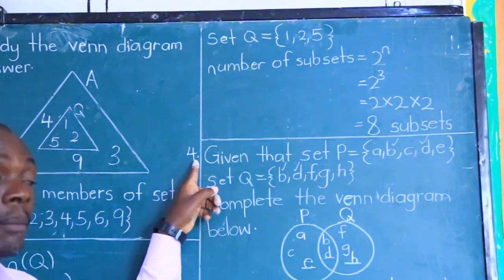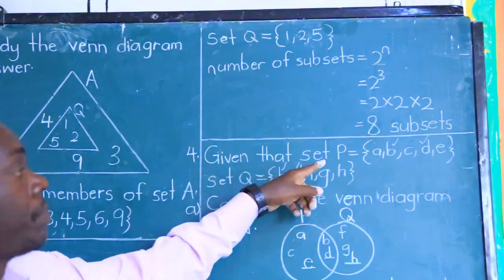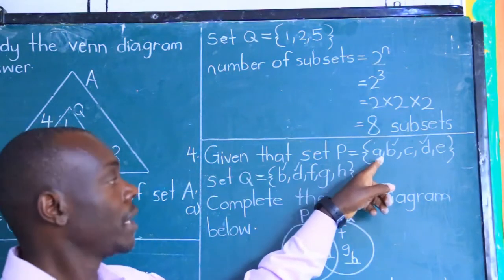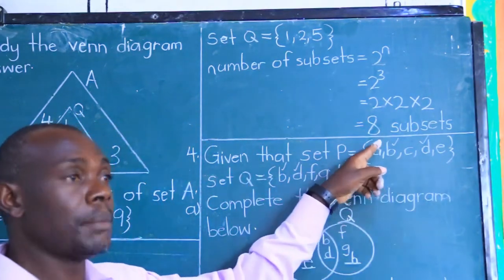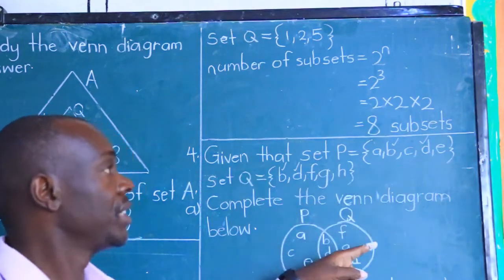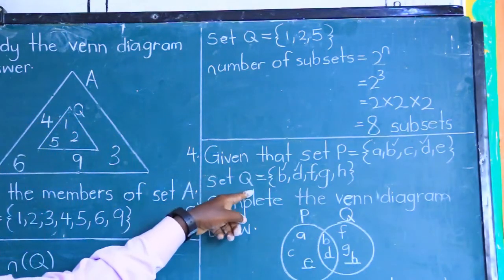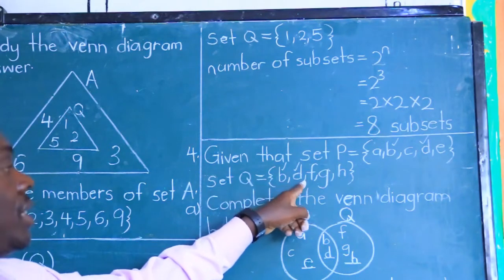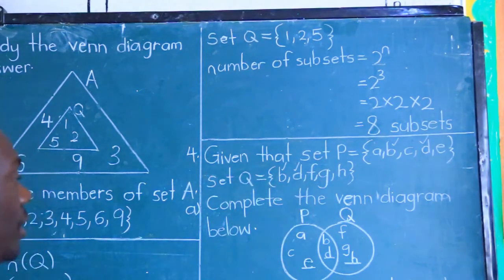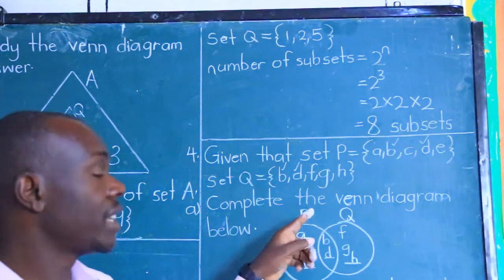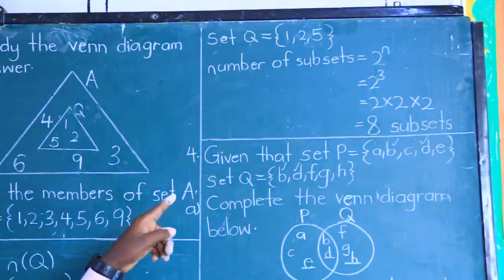Then part number 4 says, given a set P equals these members A, B, C, D, E. And then they tell you set Q equals B, D, F, D, H. These are the members. Now, they are telling you to come with the Venn diagram here.